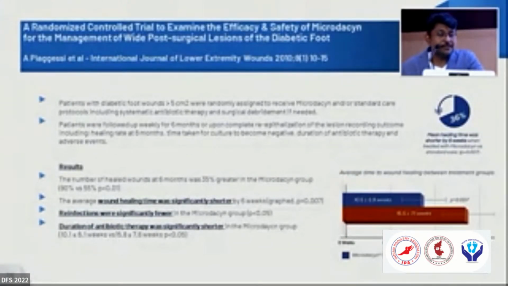All right, there's a randomized control trial done by A. Piagesis et al., an international trial published in the International Journal of Lower Extremity Wounds in the year 2010. They concluded that the wound healing time is significantly less because of the collagen being formed. They also said that reinfections were slightly fewer because it acts on the biofilms and also on the pathogens. And the duration of antibiotic therapy is significantly shorter. Instead of giving 2, 3, or 4 weeks of antibiotic therapy, using this locally helps us reduce the antibiotic treatment given to the patient.